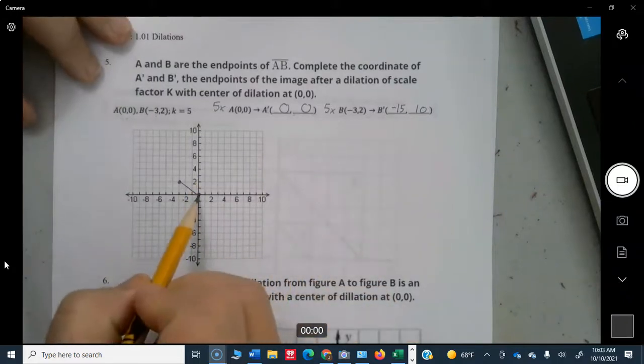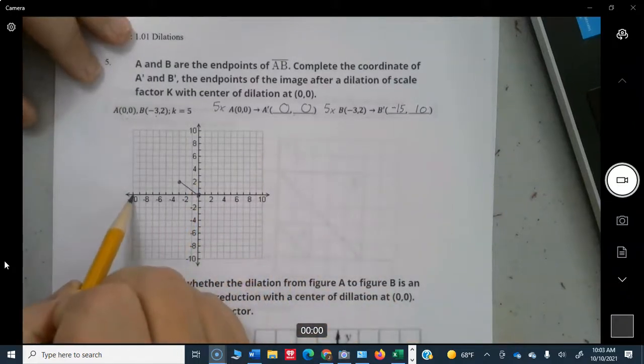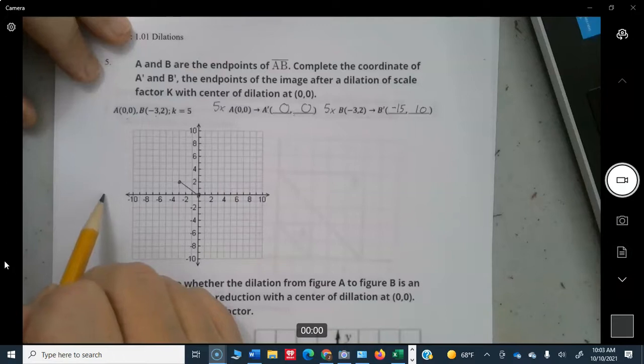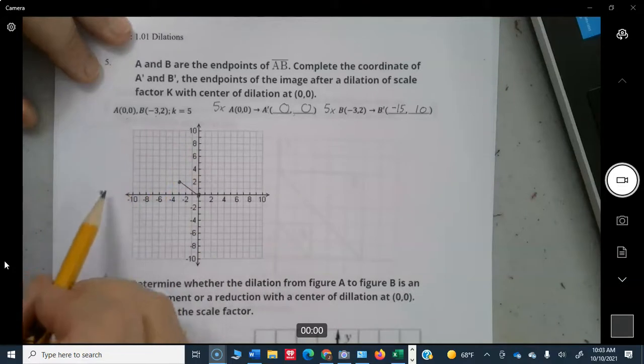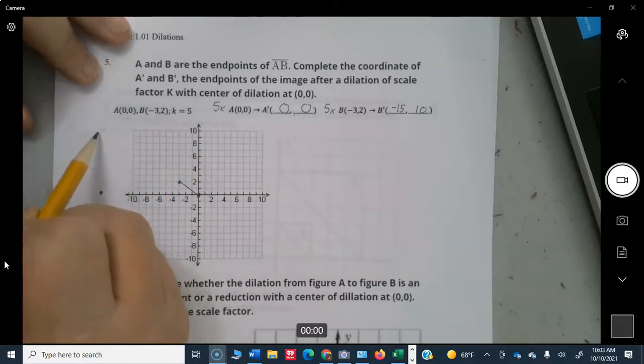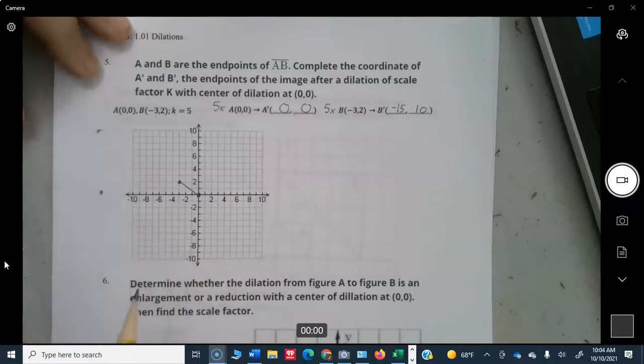Oh boy, they didn't do us any favors here because we don't go to negative 15, so I'm going to guess. 1, 2, 3, 4, 5. I'm going to say it's about that far. If I wanted to be a little more precise, I could measure it with a ruler. And then we're going to go up 10, and this is exactly 10, so I'm going to try to make it even with this right here. Like that.